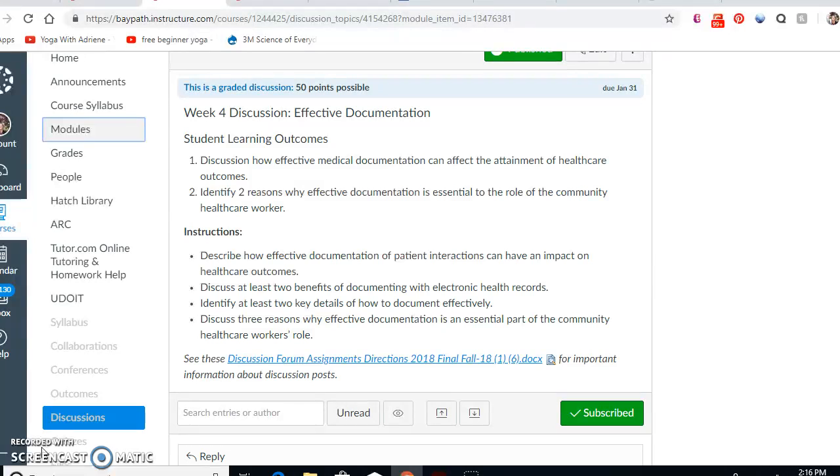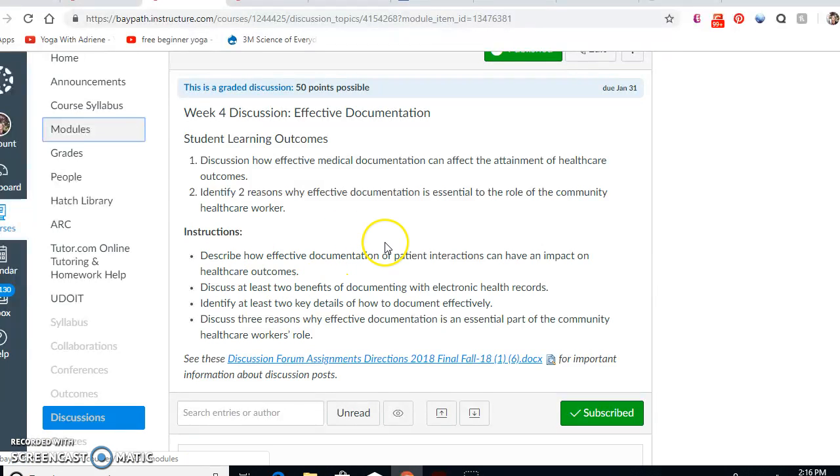So take a minute to think, is documentation just a time-consuming paper drill? How can it protect the patient? Can it help the healthcare provider as well and protect them? How can it be used to improve healthcare overall? So those are some of the questions you can ask yourself. And obviously, we know it's not just a paper drill, and there's a lot of research out there that you can find and use in your discussion to show the benefits of effective documentation.